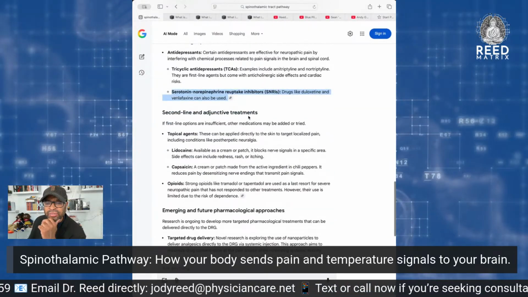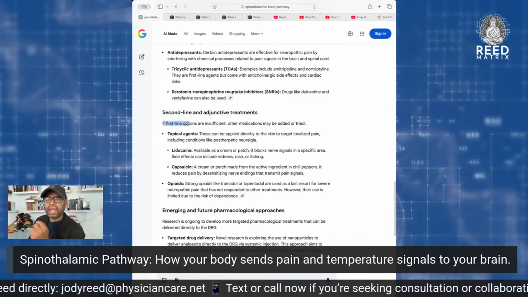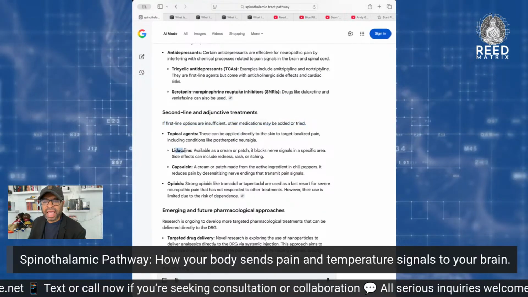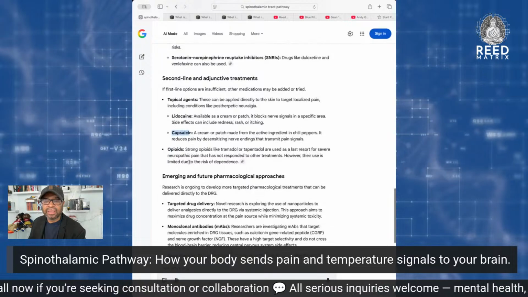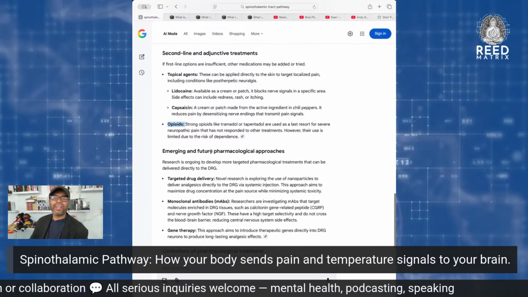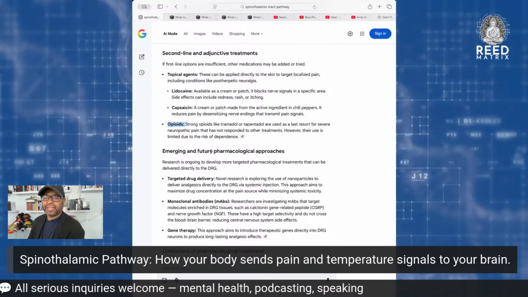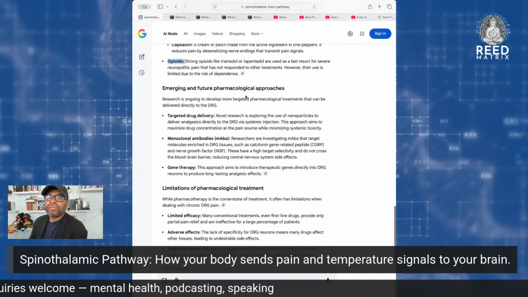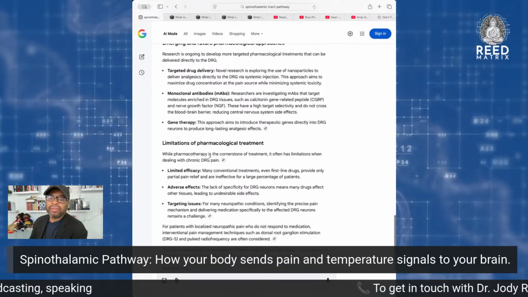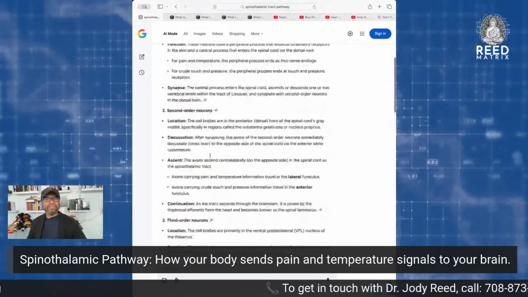Second line and adjuvant treatments. If the first line options are insufficient, others include topical agents, lidocaine, capsaicin. See, I don't like opioids. Chronic pain and opioids, let's get off of that. Emerging future pharmacological targeted delivery: monoclonal antibodies, gene therapy. I think that's all we have from there.